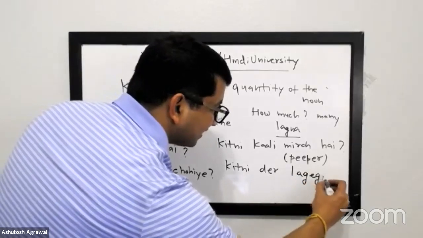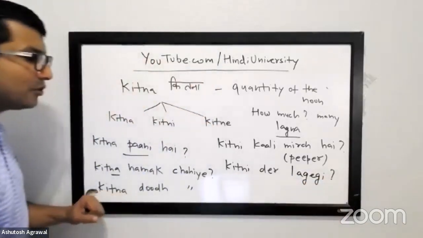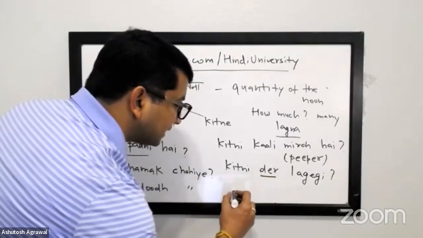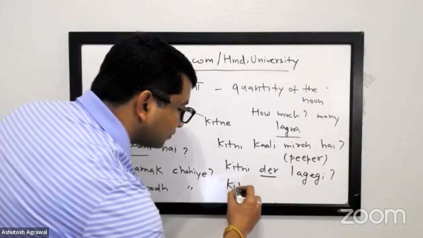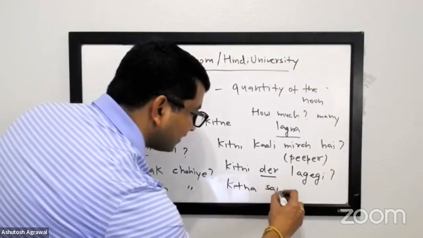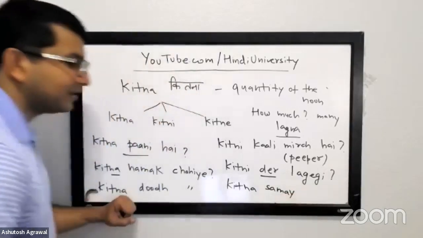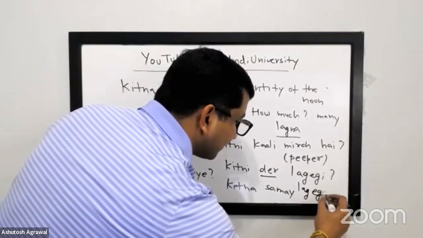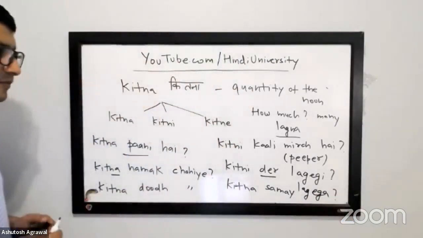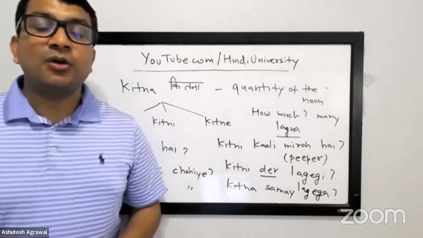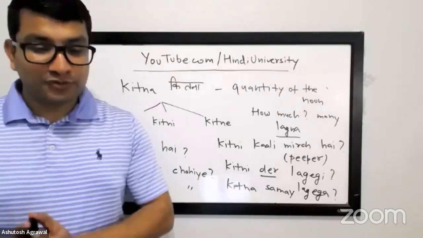कितनी देर लगेगी? Okay, and let's say you want to say समय. So देर is feminine, that's why it's kitni, and you want to use समय, which would be kitna? कितना समय लगेगा? How long is it gonna take? कितना समय लगेगा? खाना बनने में, how long is it going to take to cook food?